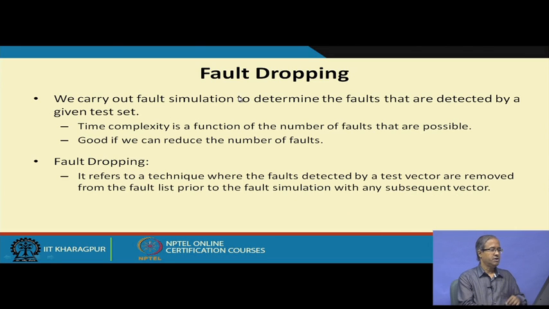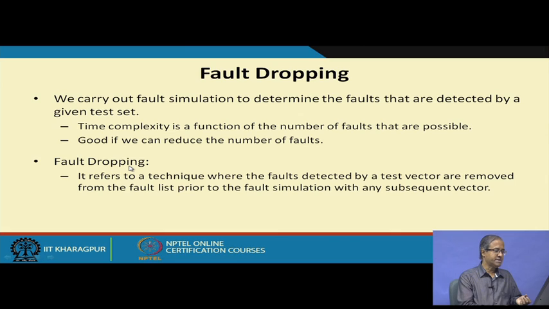Fine. So, fault dropping is a process where we use fault simulation, which is a process we shall be discussing next. So, in fault simulation we detect or determine the set of faults that are detected by a given test set. Now, the complexity of fault simulation depends on the total number of faults. So, if you can reduce the number of faults, fault simulation can run faster.